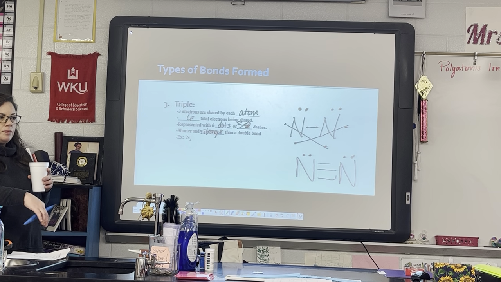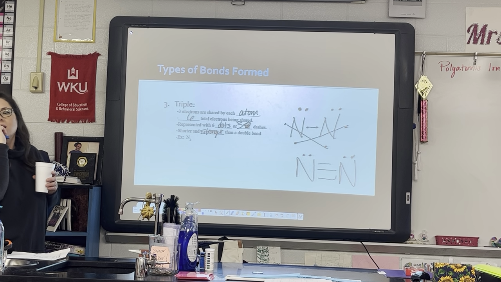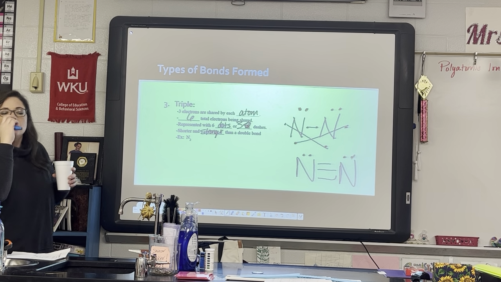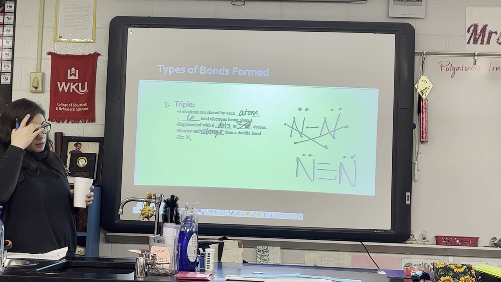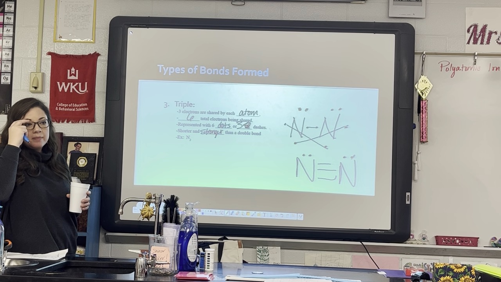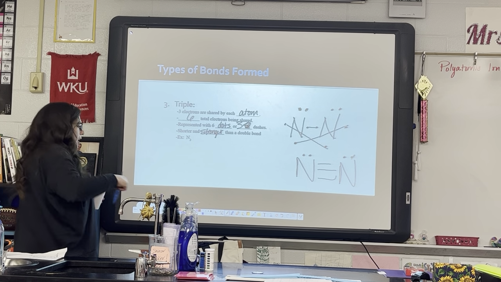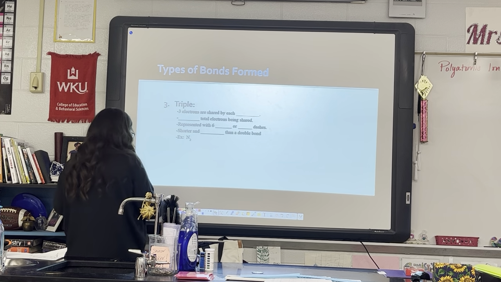Questions? Yes. Do they have to be the same element? Nope, we're about to do different elements here in a second, and more than just two. This is just how we form the bonds. Now we're about to do Lewis structures. So any questions on single, double, or triple bonds? Good? All right, so Lewis structures.